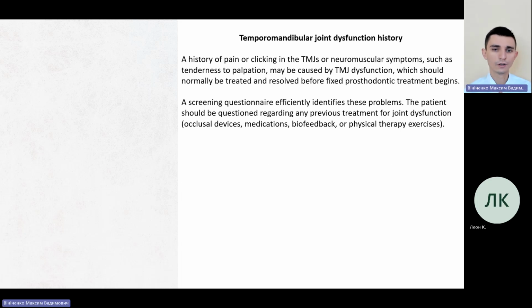Temporomandibular joint dysfunction history. A history of pain or clicking in the TMJs, or neuromuscular symptoms such as tenderness to palpation, may be caused by TMJ dysfunction, which should normally be treated and resolved before fixed prosthodontic treatment begins. A screening questionnaire efficiently identifies these problems. The patient should be questioned regarding any previous treatment for joint dysfunction, for example, occlusal devices, medications, and physical therapy exercises.